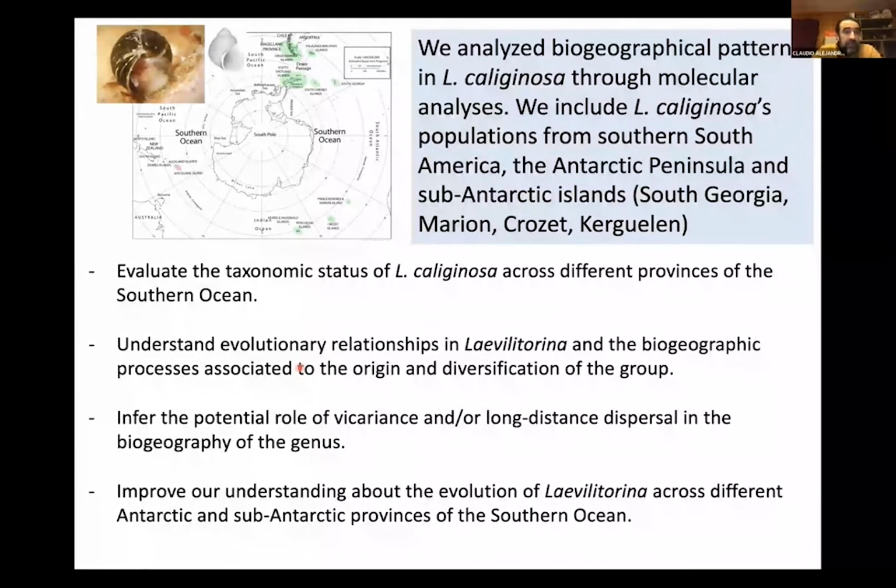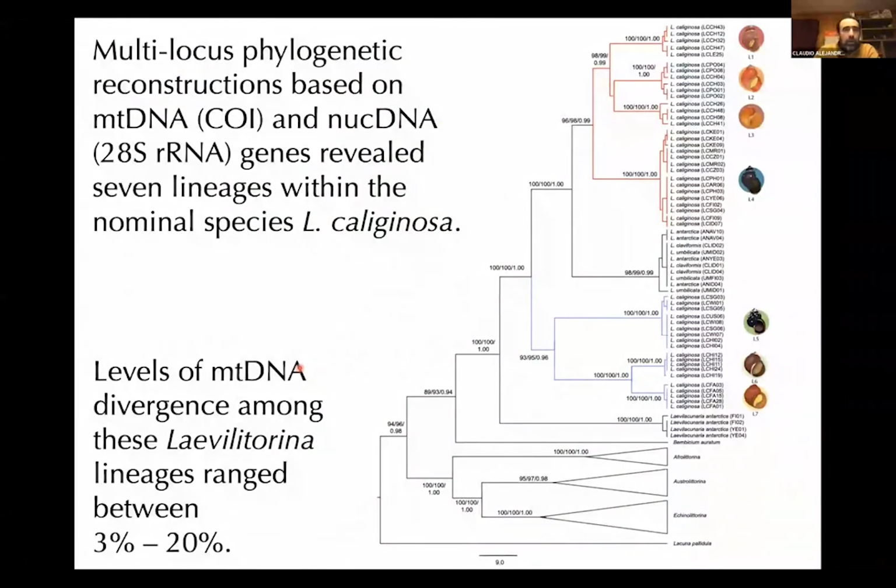We want to understand evolutionary relationships in Laevilitorina and biogeographic processes associated to the origin and diversification of this group. We also want to infer the potential role of vicariance or long-distance dispersal in the evolution of the genus. And through this, we aim to improve our understanding about the evolution of Laevilitorina across different Antarctic and subantarctic provinces of the Southern Ocean.